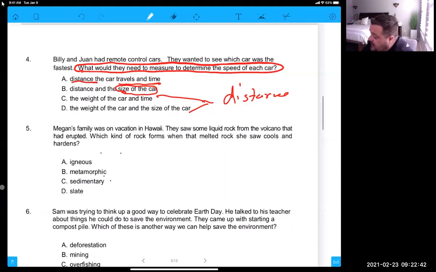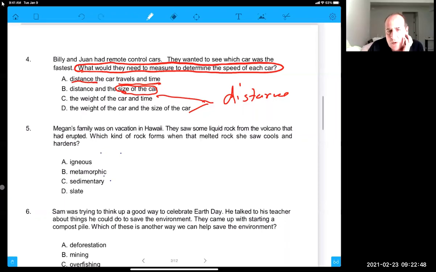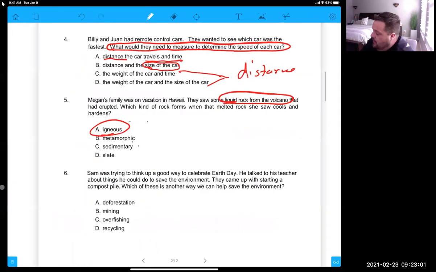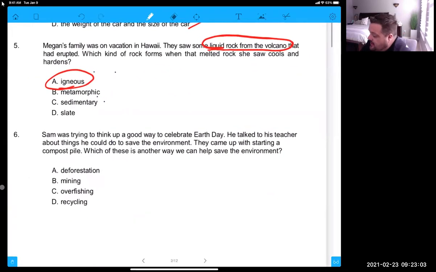Mr. Spina, what are the keywords in number five that tell them which type of rock to pick? Volcano. That's right. When you see volcano or liquid rock, we're going to talk more about these. You've got to memorize these. You'll never get them right unless you memorize the different types of rocks. All right, do number six. Pause the video.